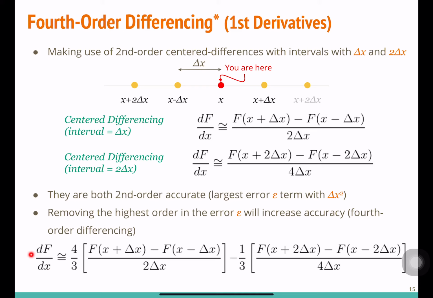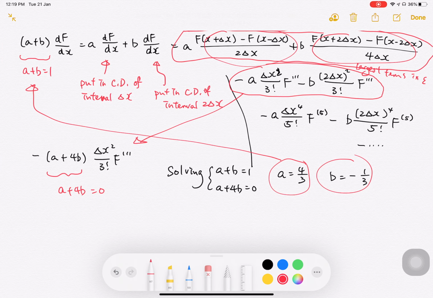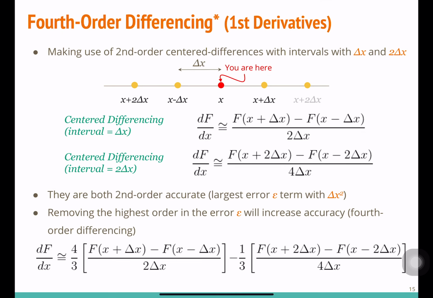So the first derivative is just differentiating this one time. In here we are eliminating the largest error term with delta x squared, and then the largest error term would be this one, delta x to the power 4. So this is why we call this 4th order differencing, 4th order accurate.